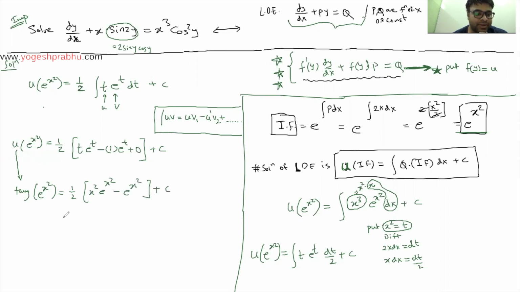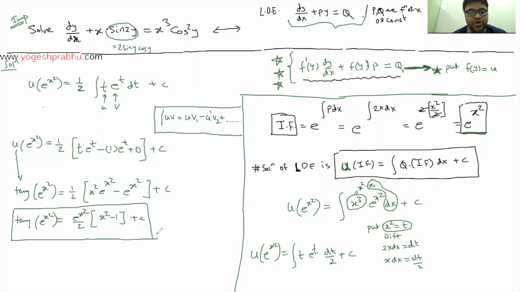I can take e raised to x squared out. So it is going to be e raised to x squared divided by 2, and that will be x squared minus 1, plus c. This is tan y times e raised to x squared, and that's the solution of the given differential equation. So that's how we can solve it. I hope you followed this. This was the equation we were supposed to solve, and this is the answer to that one.